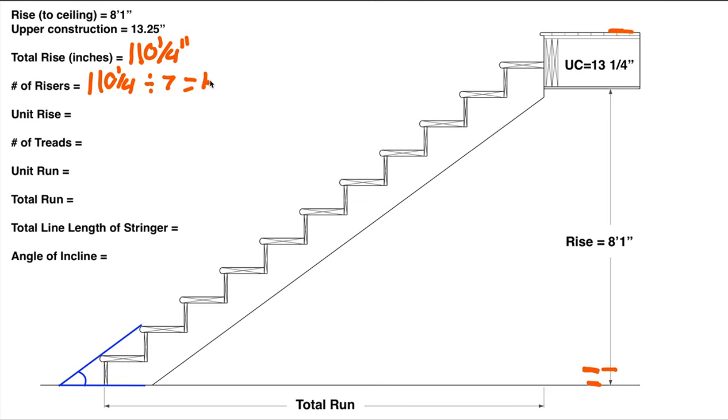And we get an answer of 15.75. Okay, so this is units. Now in every case, guys, what we're going to want to do is keep that number and round down. So let's get rid of that 0.75 and just stick with the 15. So the number of risers we have is 15, okay?